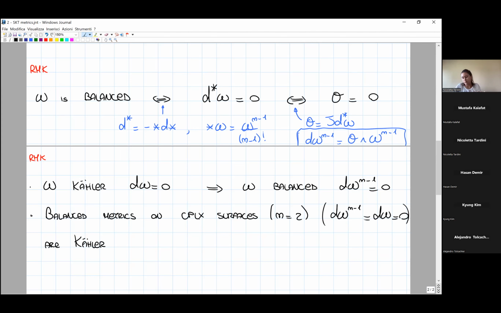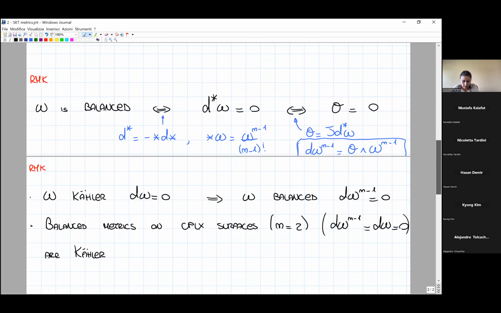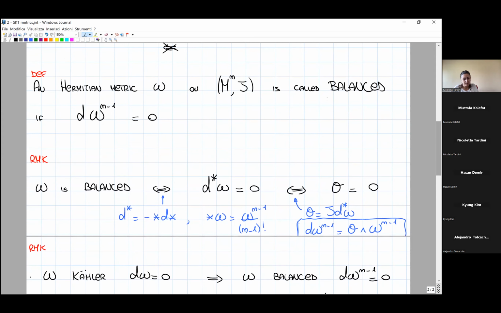So what does it mean? This means that genuine balanced metrics arise starting from dimension 3, okay? Because in dimension 2, they are exactly Kähler metrics by definition. Balanced metrics have been heavily studied in complex geometry. In the literature, you can find a lot of papers with very interesting results about these metrics.